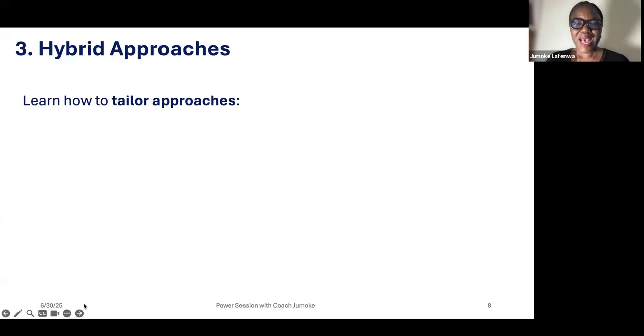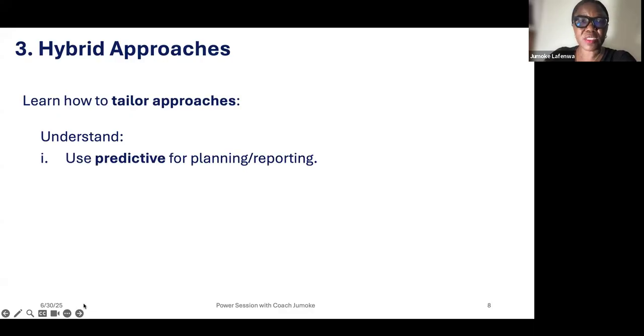So, because hybrid is a combination of predictive and adaptive, you need to know which aspect you are tailoring. You have to tailor the approaches, because you can't say for every aspect of hybrid, I'm going to use predictive, or for every aspect, I'm going to use adaptive. You will need to know when to use what, as in tailoring.